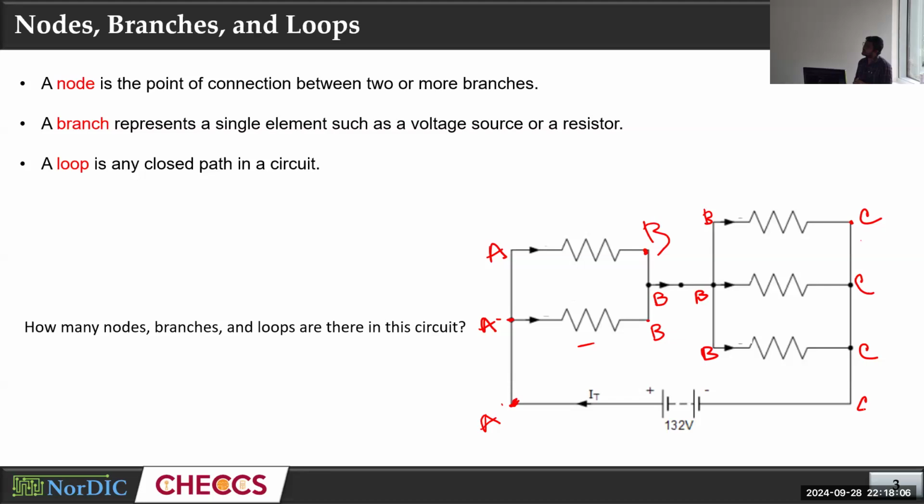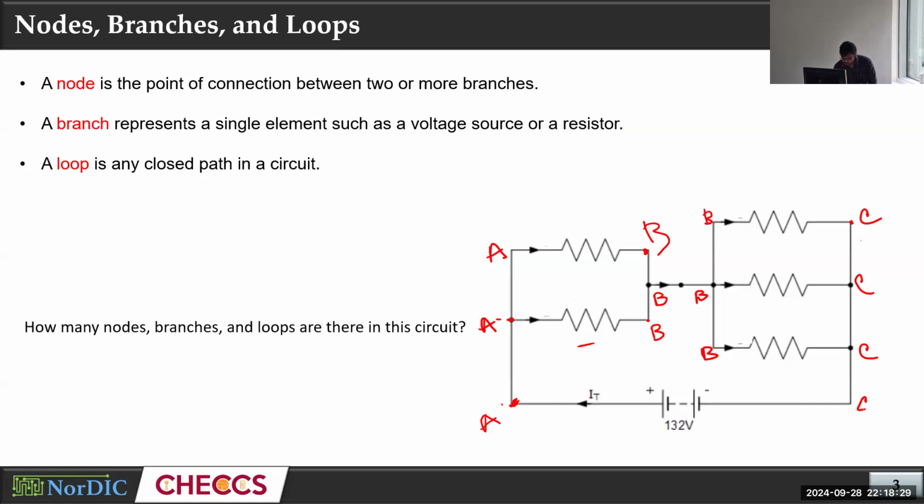Now let's count the number of loops. So how many loops are there in the circuit? 1. Is there any other answer? A loop is any closed path. So any closed path in the circuit is considered a loop.